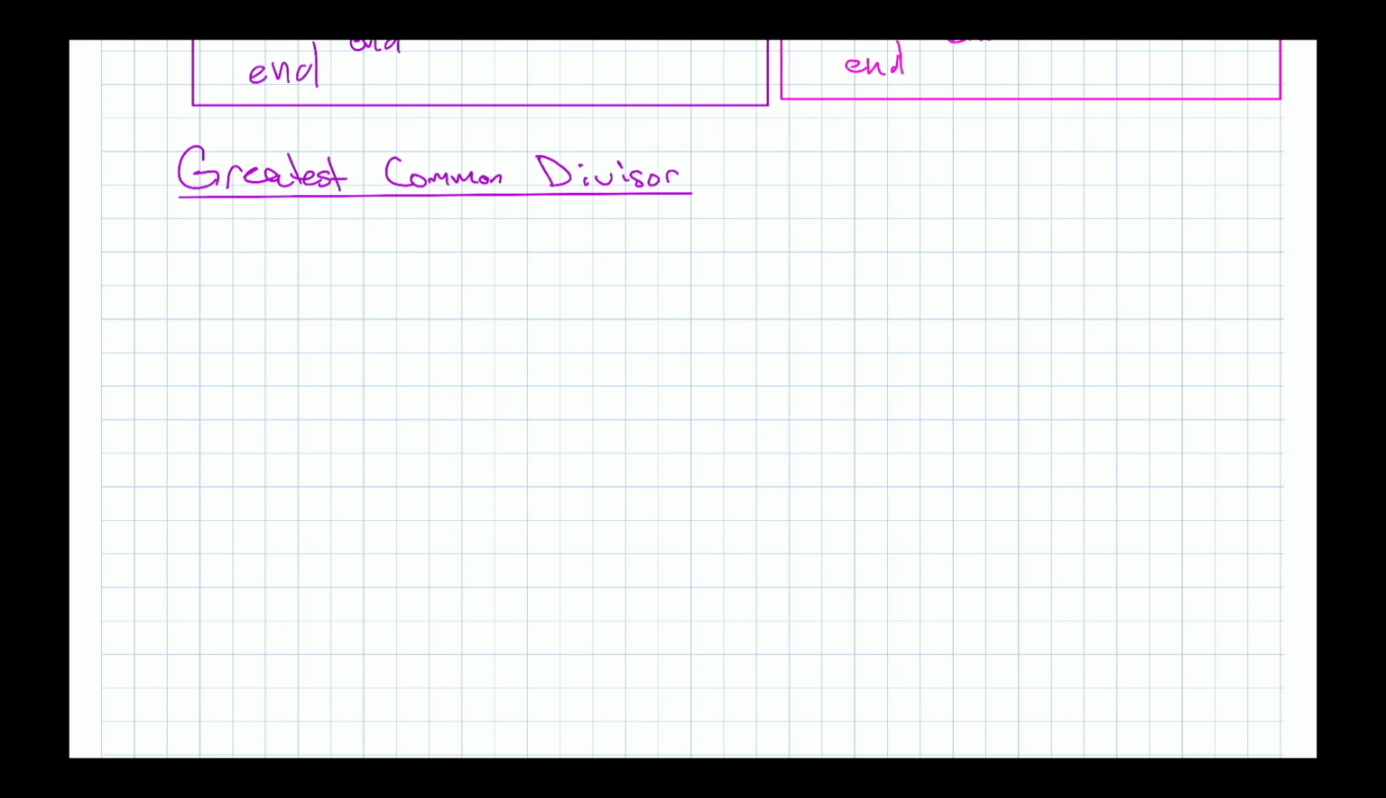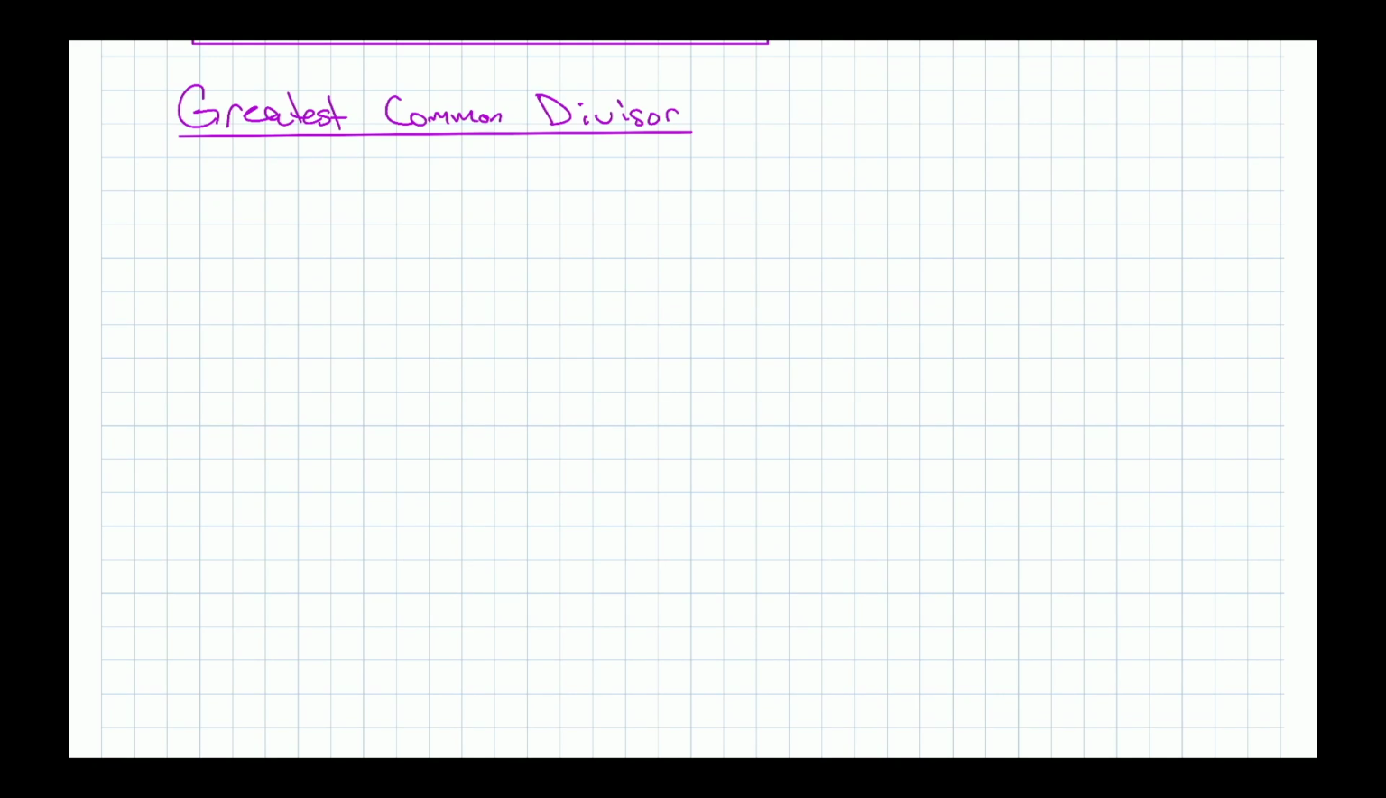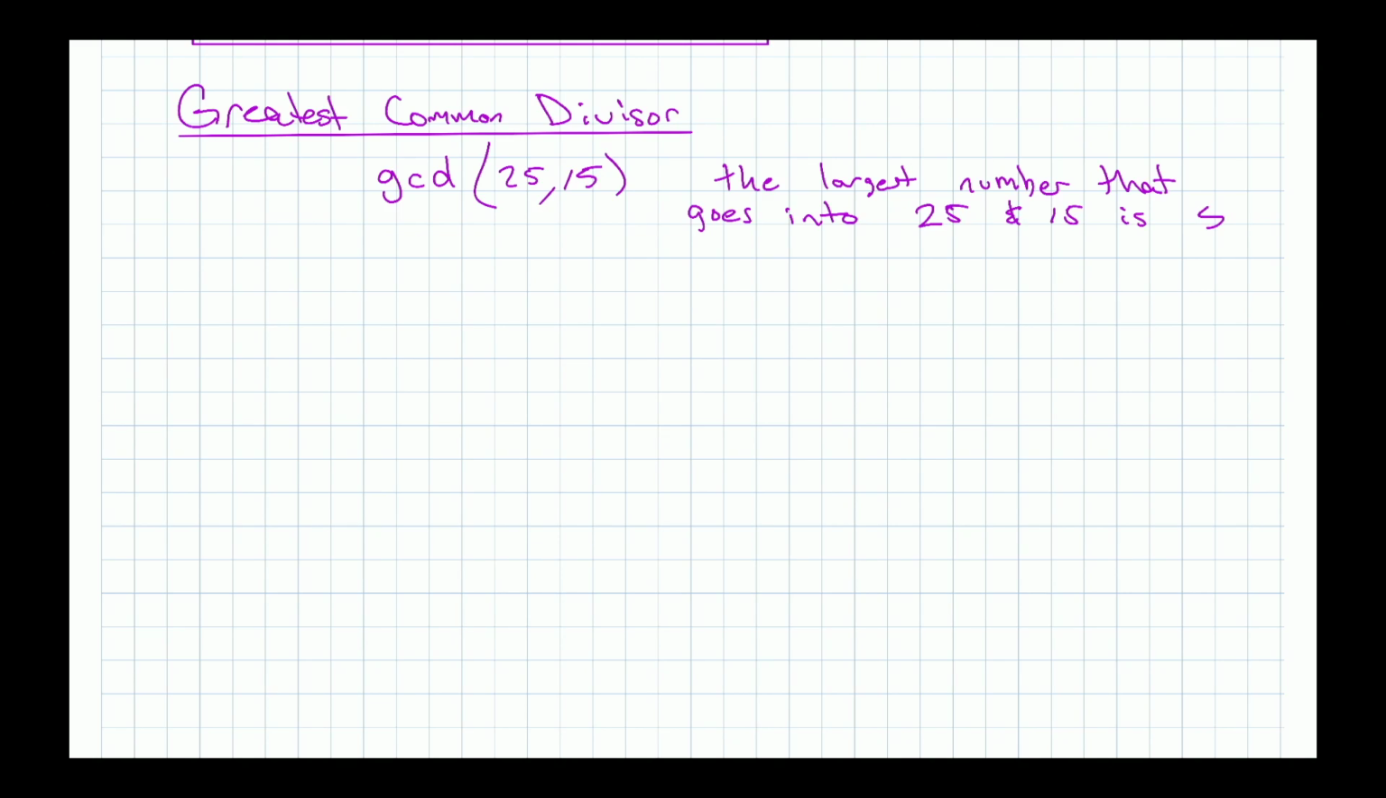Okay. So greatest common divisor, right? That's what it is. The biggest number that goes into both numbers, right? So like if you do the GCD of, let's say, 25 and 15, right? The largest number that divides evenly into both 25 and 15 is 5. So that's the GCD. So GCD of 25 and 15 is 5.